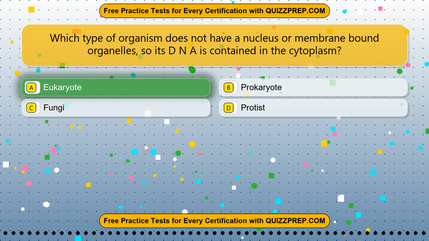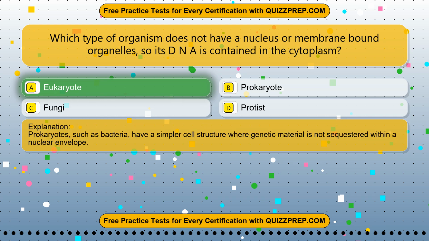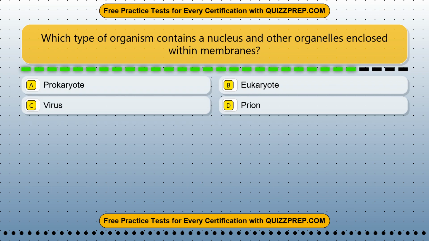The correct answer is option A, eukaryote. Prokaryotes, such as bacteria, have a simpler cell structure where genetic material is not sequestered within a nuclear envelope. Question 35. Which type of organism contains a nucleus and other organelles enclosed within membranes?